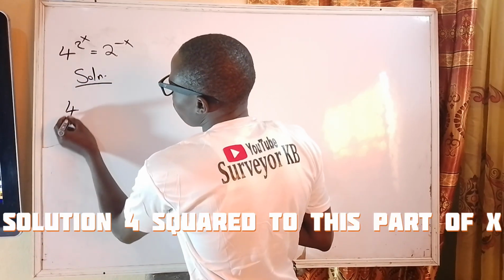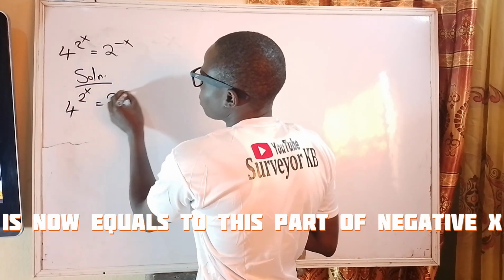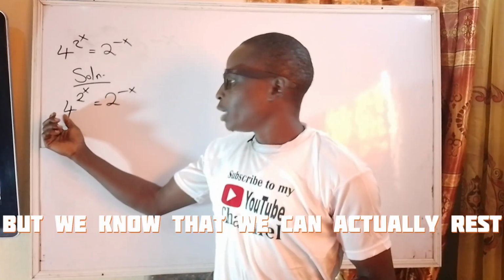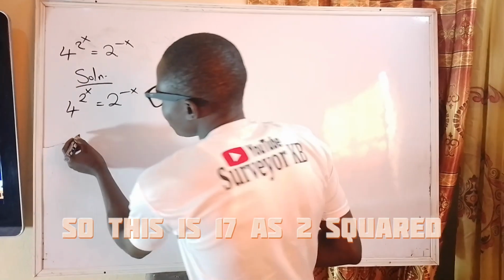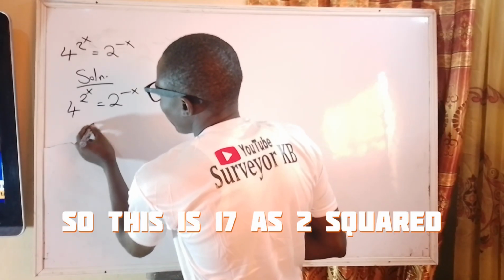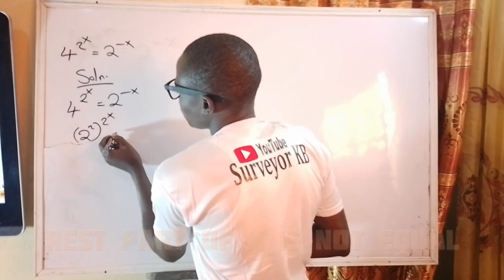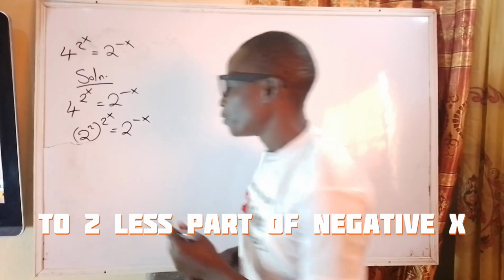Solution: 4 squared raised to the power of x is equal to 2 raised to the power of negative x. But we know that we can raise 2 to the power of 2 to give us 4. So this is the same thing as 2 squared raised to the power of 2 raised to the power of x is equal to 2 raised to the power of negative x.